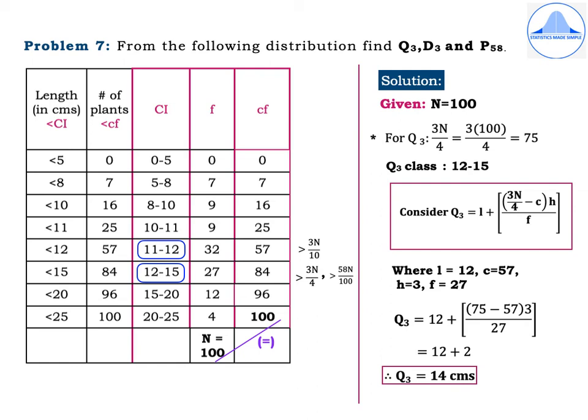The frequencies are 0, 7, 9, 9, 32, 27, 12 and 4. And when we add up the frequencies, we get capital N equal to 100. Now we need to find out the cumulative frequencies, which are 0, 7, 16, 25, 57, 84, 96, 100. So if you see, the last CF and the less than CF are the same. And also the last value in the CF column matches with capital N equal to 100. Solution, write given capital N equal to 100.